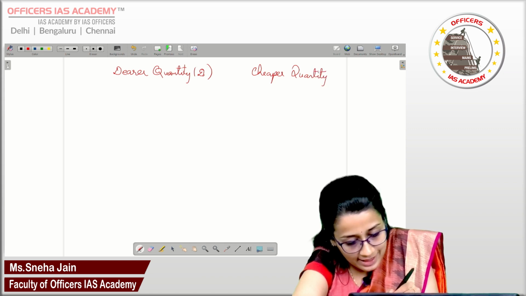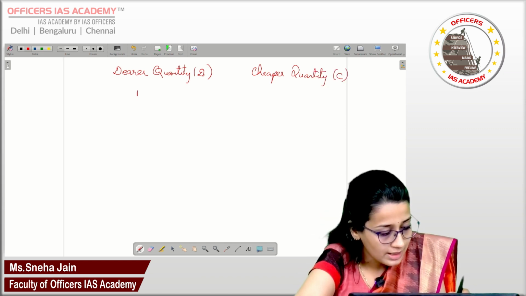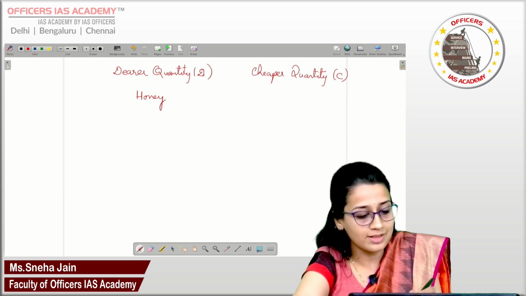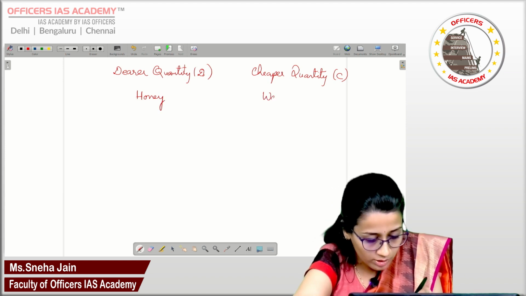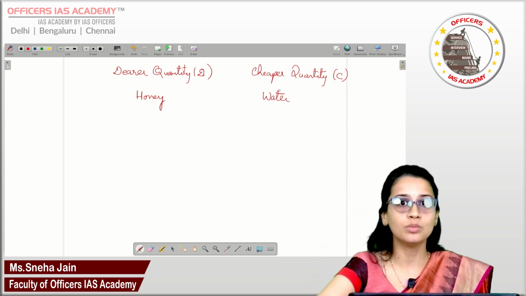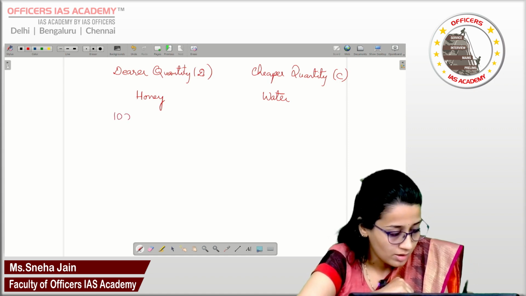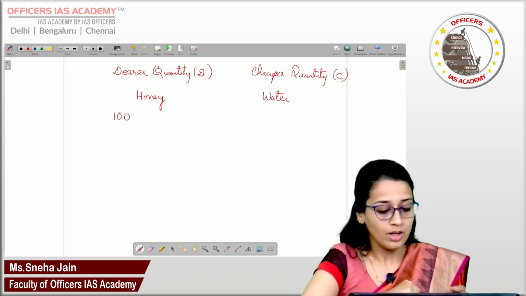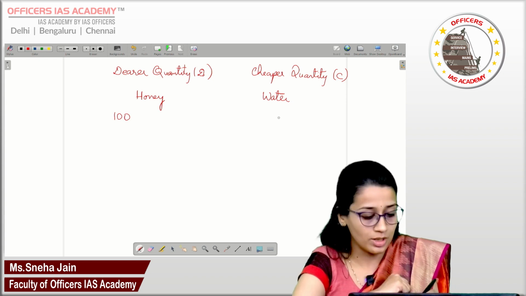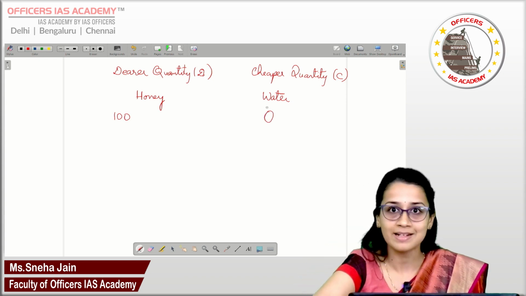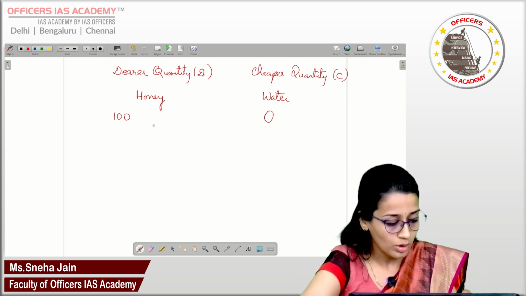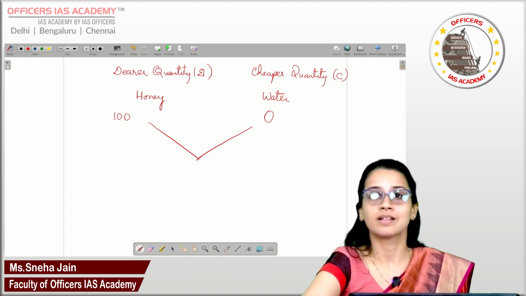Now in this case, what is the dearer quantity? It is honey. What is the cheaper quantity? It is water. Now let us assume the cost price of the honey is 100 rupees. Okay, this is an assumption. What is the cost price of water? We should assume it to be 0 rupees. Is this clear? Alright. Now, this is sold at a price.